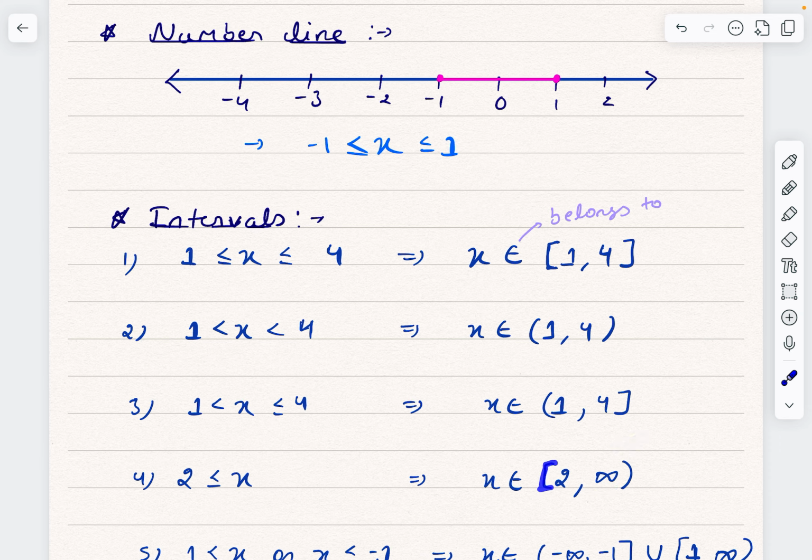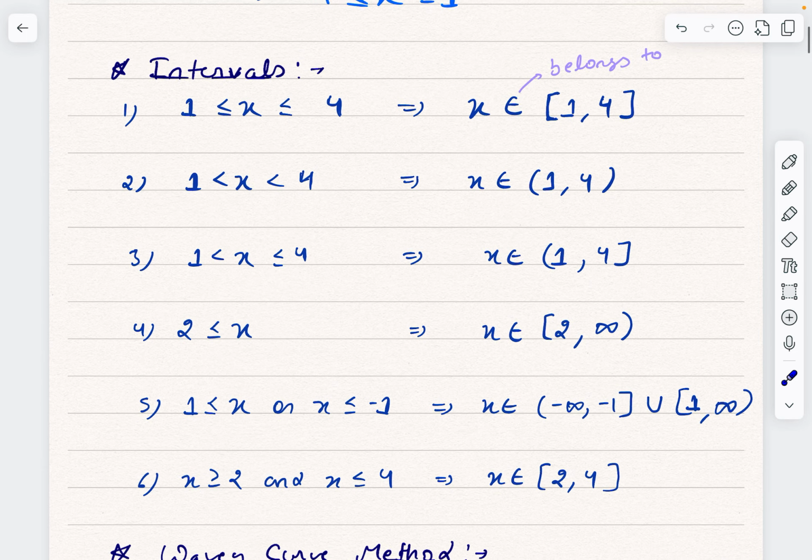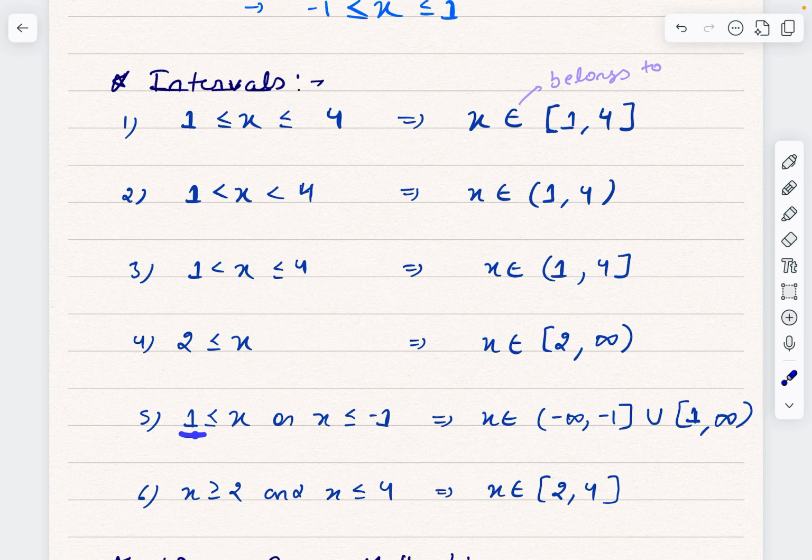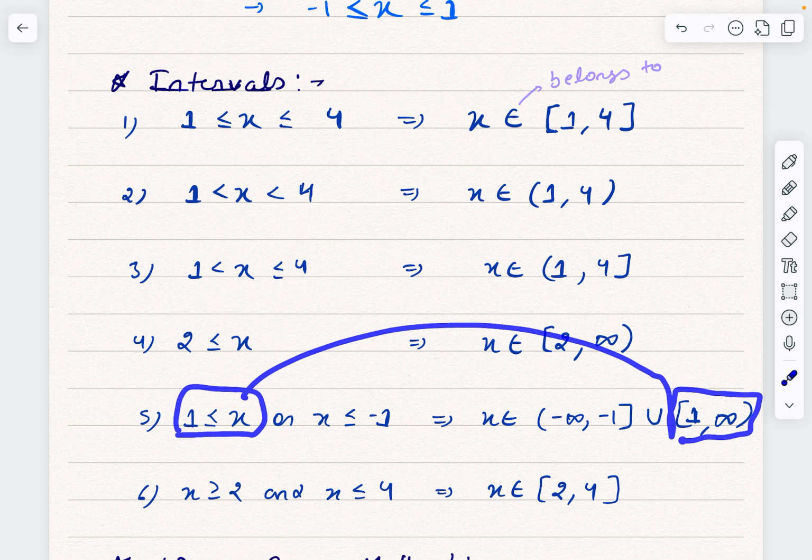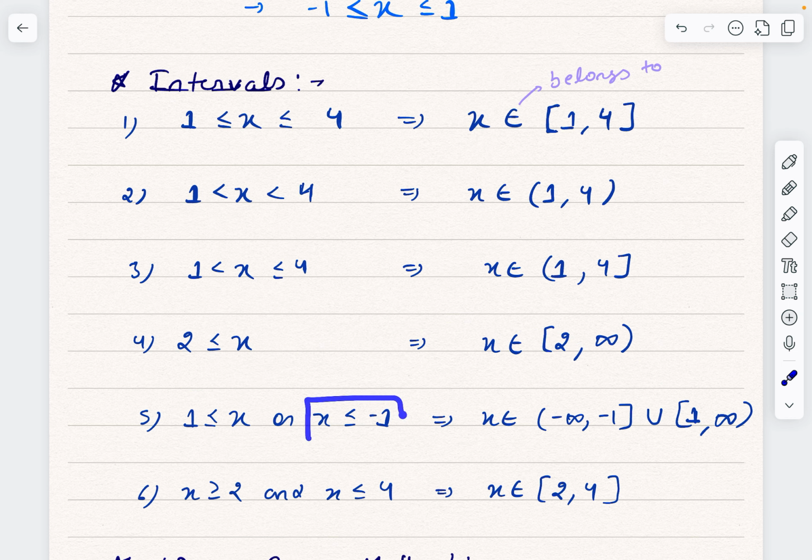2 will be a closed bracket and infinity will always be an open bracket. We'll never close infinity because infinity is not a number. It is just an expression that it is never ending. Next, if we have something like x greater than equal to 1 or x less than equal to minus 1. So x greater than equal to 1 means 1 to infinity. x less than equal to minus 1 means minus infinity to minus 1.